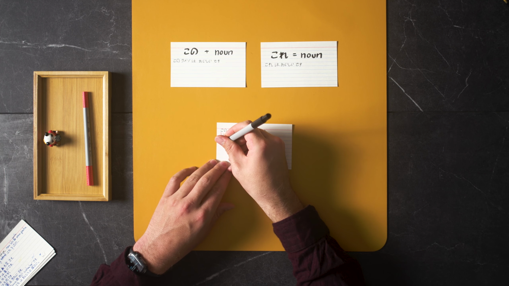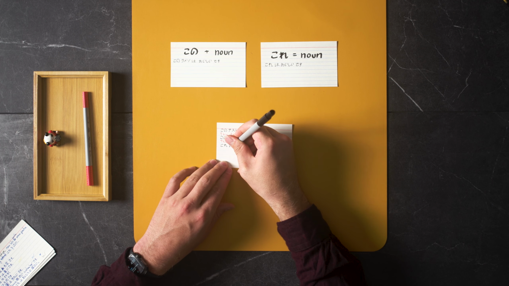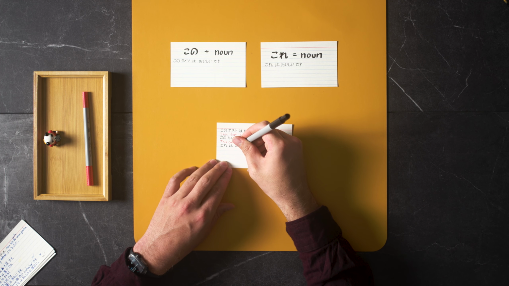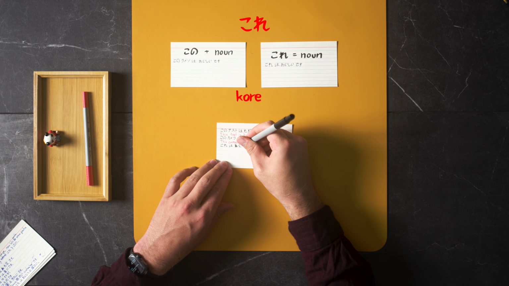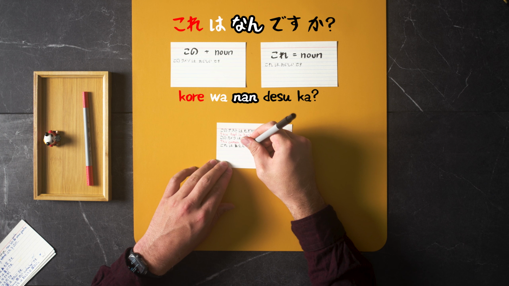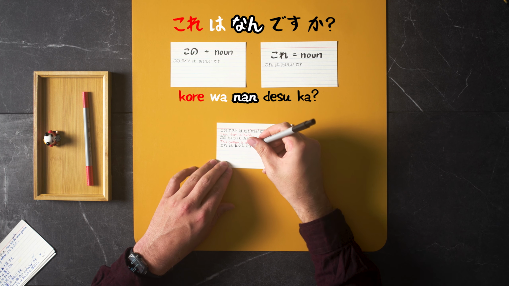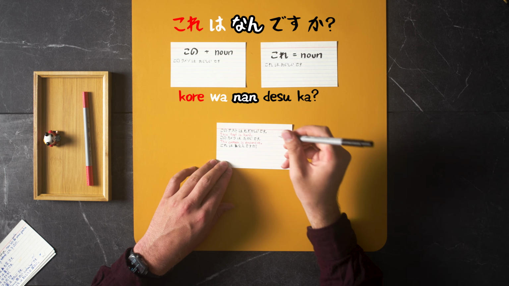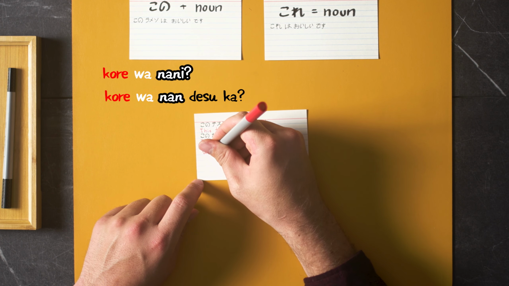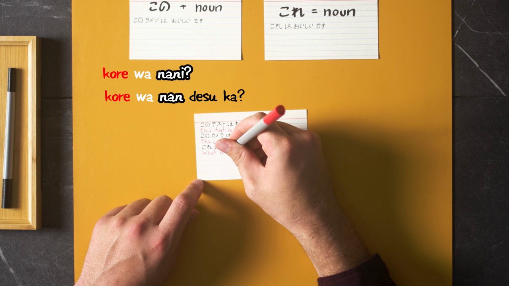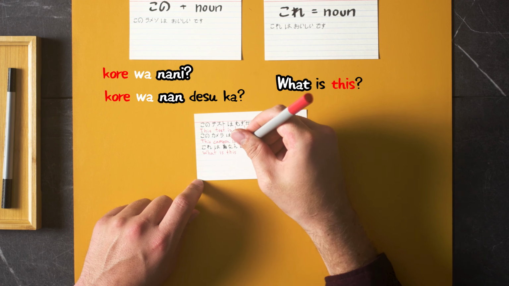In this next sentence, we use kore to ask the question, what is this? Kore taking the place of whatever it is you're talking about. Kore wa nan desu ka? Another but much more informal way to say this sentence, but still commonly used, is kore wa nani? And either one of these sentences means what is this?